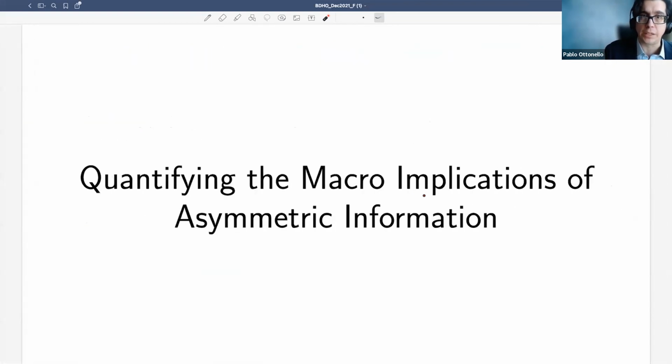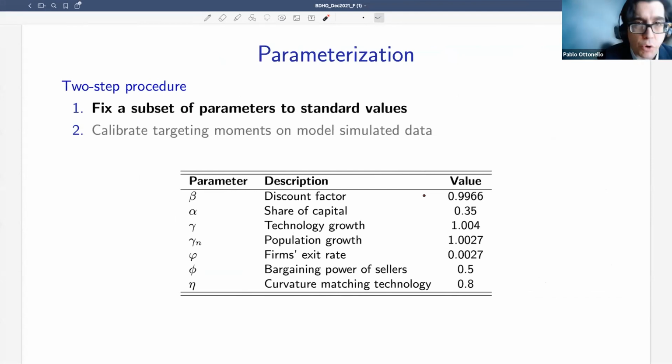All right, so now we do the quantitative analysis combining the model and the data. The strategy that we take for our model is a two-step procedure. We first fix a subset of parameters matched to standard values. A lot of these come, for example, from the neoclassical model, such as the discount factor, the share of capital, the growth of technology, the growth of population, and the exit rate of firms. For all of those we take data that is fairly standard. We set the bargaining power of sellers, in the bargaining protocol that occurs if a lower quality is revealed, to 0.5 as a benchmark. And then we take the curvature of the matching technology to be 0.8, as estimated in previous literature using similar data to the one that we're showing.